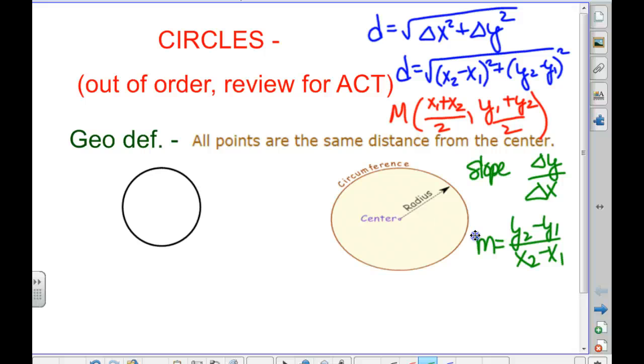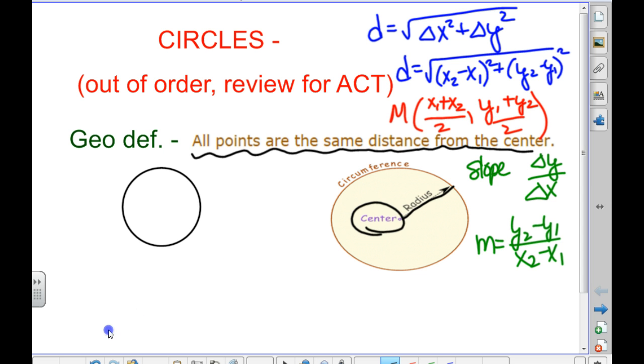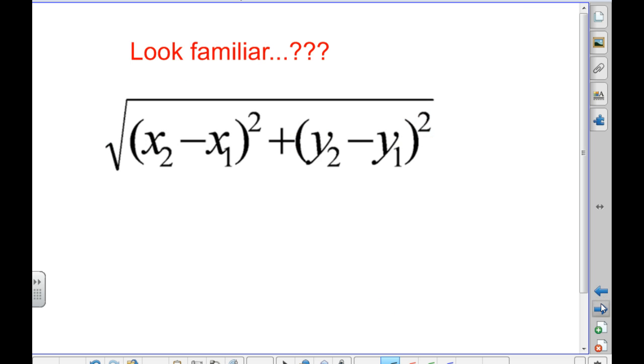All right. The geometric definition of a circle is all points the same distance away from a certain given point. That certain given point is called the center, and what is that same distance that they all are away called? Radius. So it is actually related to this. What is this that we just wrote down? This is the distance formula, right? That distance in a circle is called the radius.